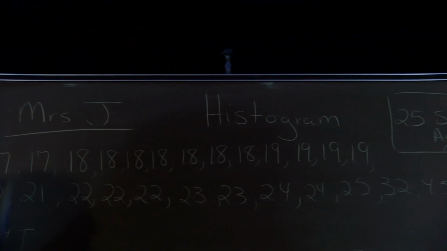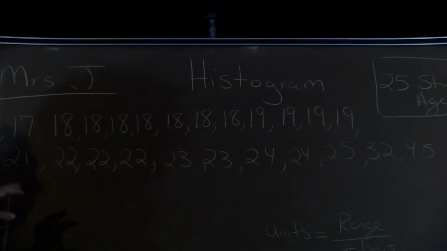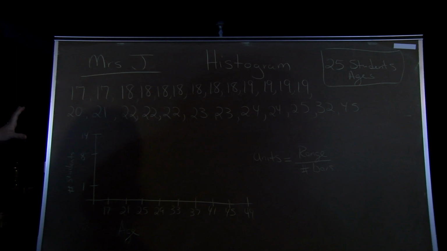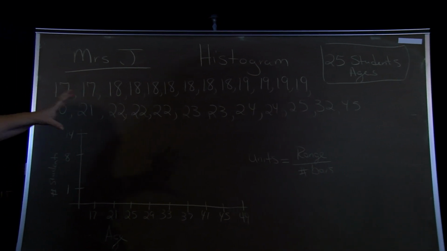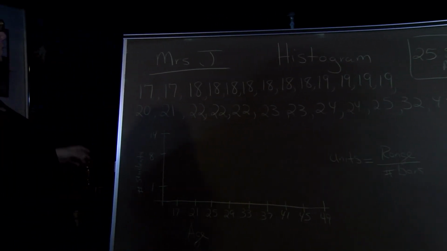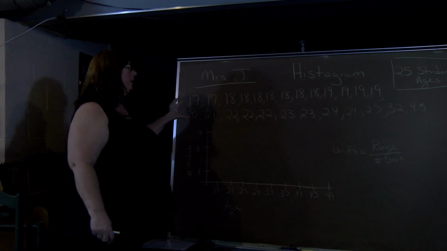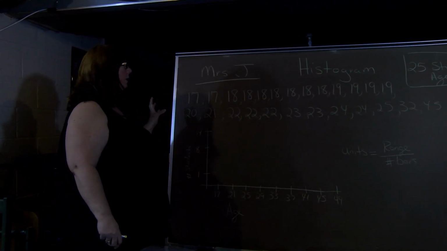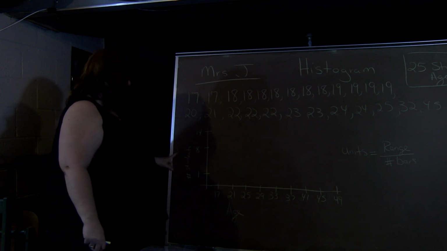Today we're going to talk about the histogram. If we have this data and we want to put it into a histogram, the first thing you want to do is make sure you find what units you're going to count by. And I put them in order because it's easier to count. So if they are in order, it is easier.